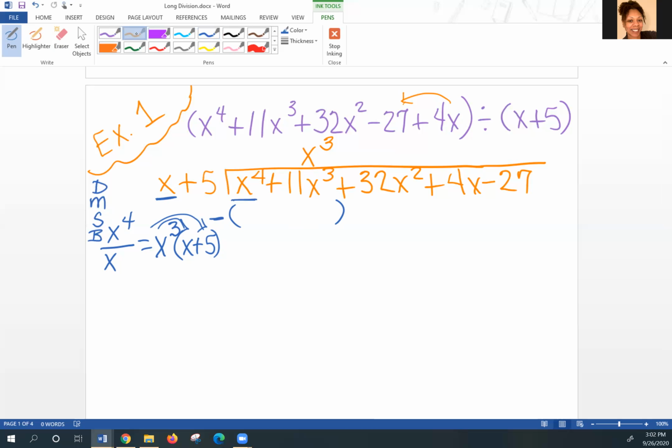So let's just go back to our step of multiplying. X cubed times x is x to the fourth. X times 5 is positive 5x. Because I have a subtraction sign, again, everything will change. So this is going to just go ahead and go to a subtraction sign.